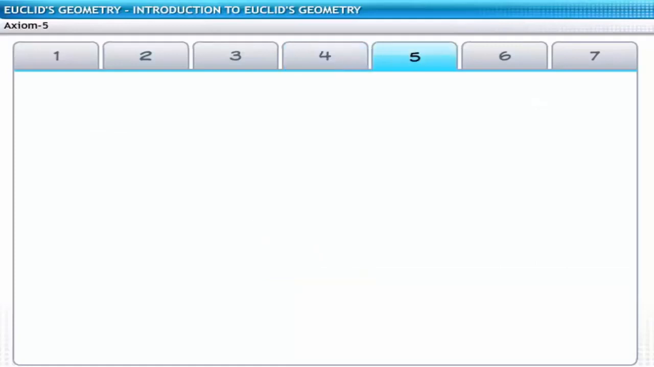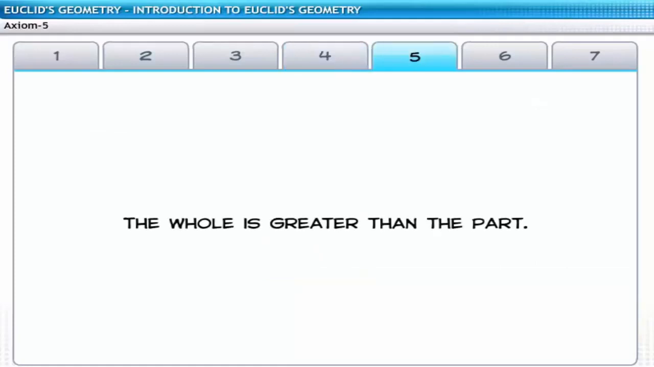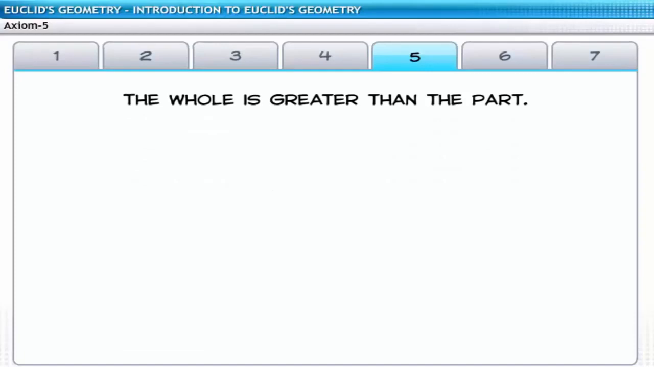The fifth axiom states that the whole is greater than the part. This statement is about the comparison of two objects or quantities. Let's try to understand this statement with an example. Consider the line segment. Let us split this line segment into two parts. Now you can observe that the length of any split part is less than the length of the whole line segment. Or in other words, we can say that the length of the line segment is greater than the length of its split parts.